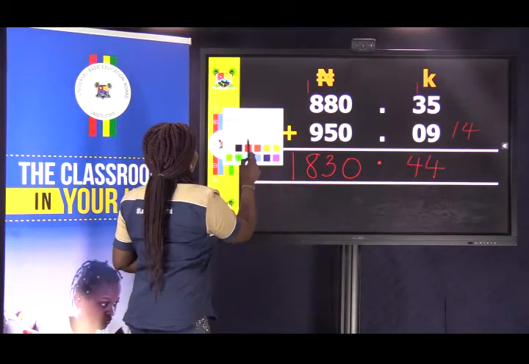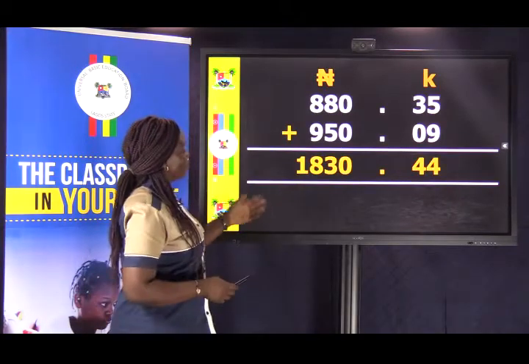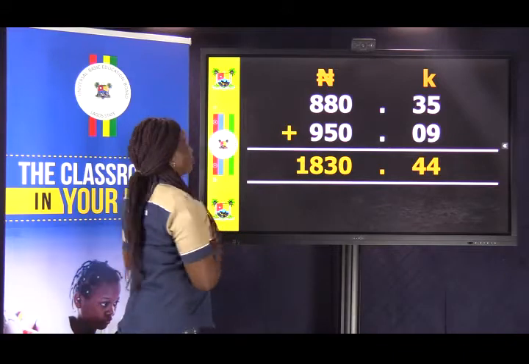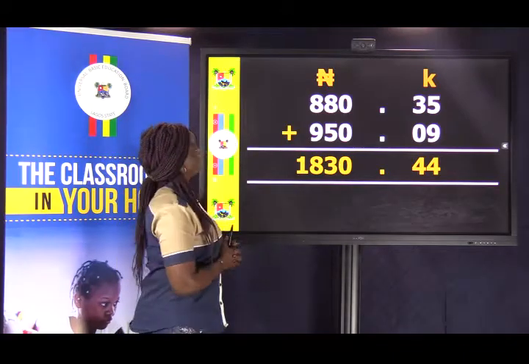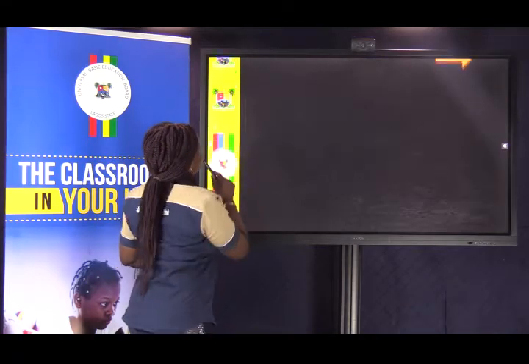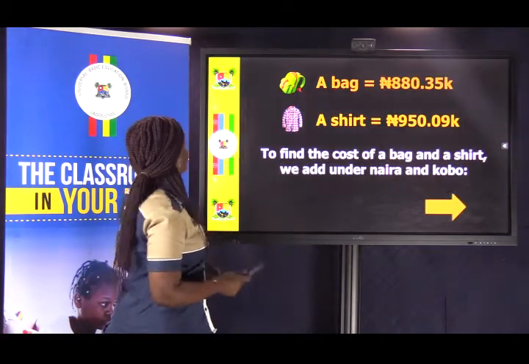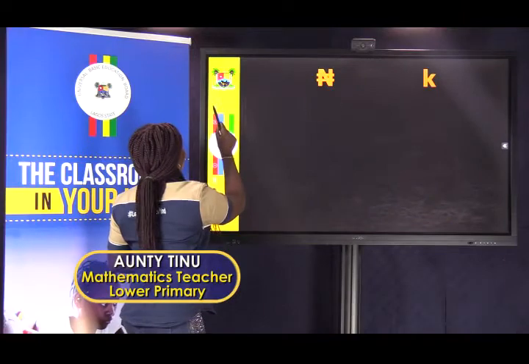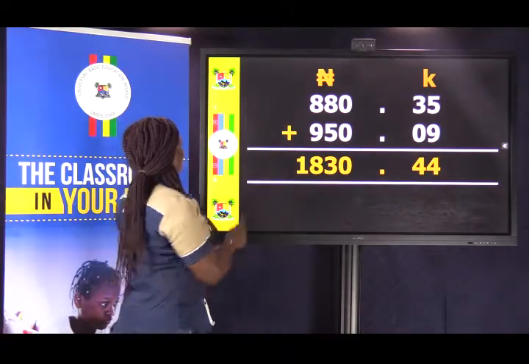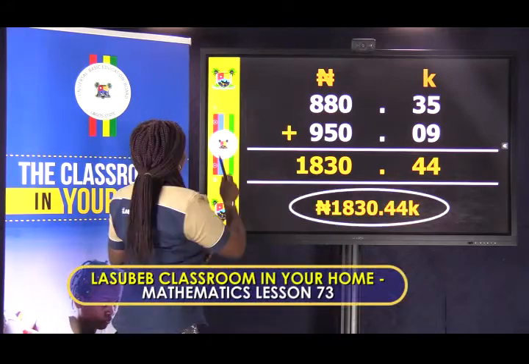Let's see if we are right. 1,830 naira 44 kobo. Let's see what we are adding. We are supposed to find the price of the bag and the shirt. So the bag and the shirt cost 1,830 naira 44 kobo. Let's move on.